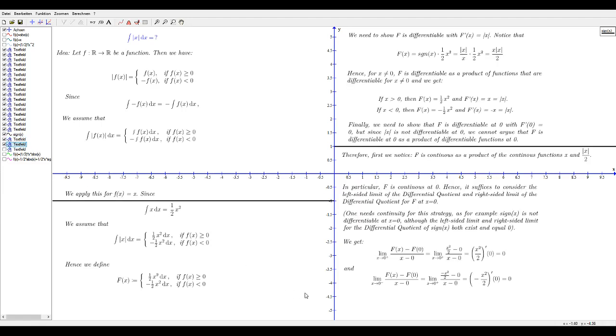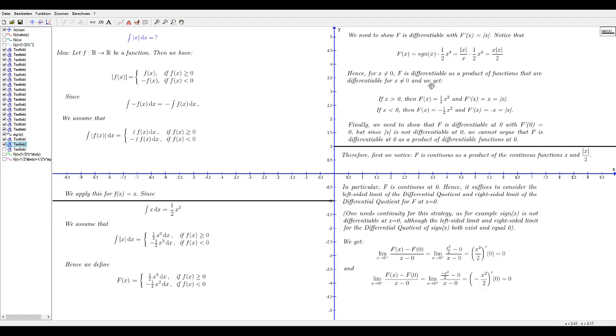The same exact argument holds if we approach 0 from the left. There we get that capital F is just minus x squared divided by 2, and then we get minus x squared divided by 2 prime of 0, which is also 0, and so we are done. We've shown that capital F is differentiable because these two limits coincide and are equal to 0, hence capital F prime of 0 is equal to 0, which is exactly what we wanted.